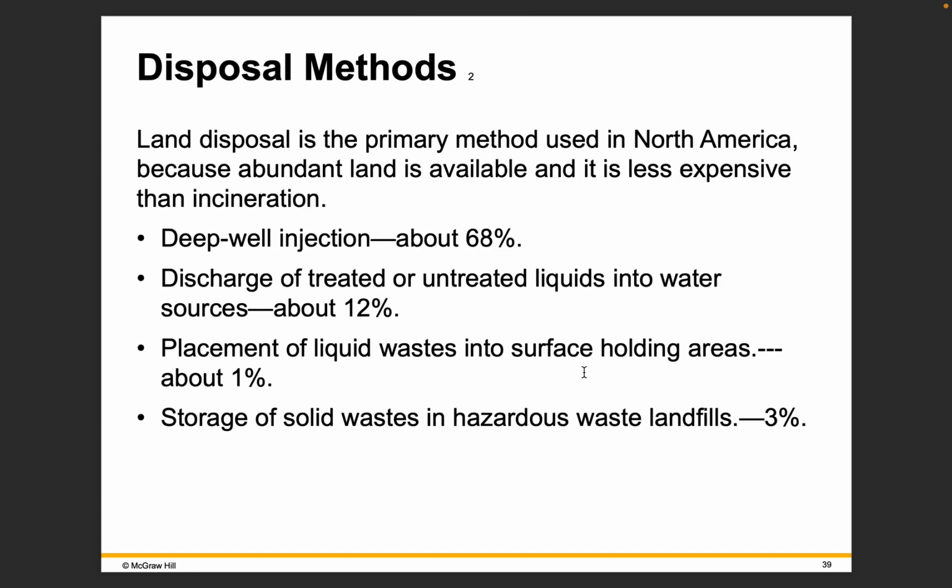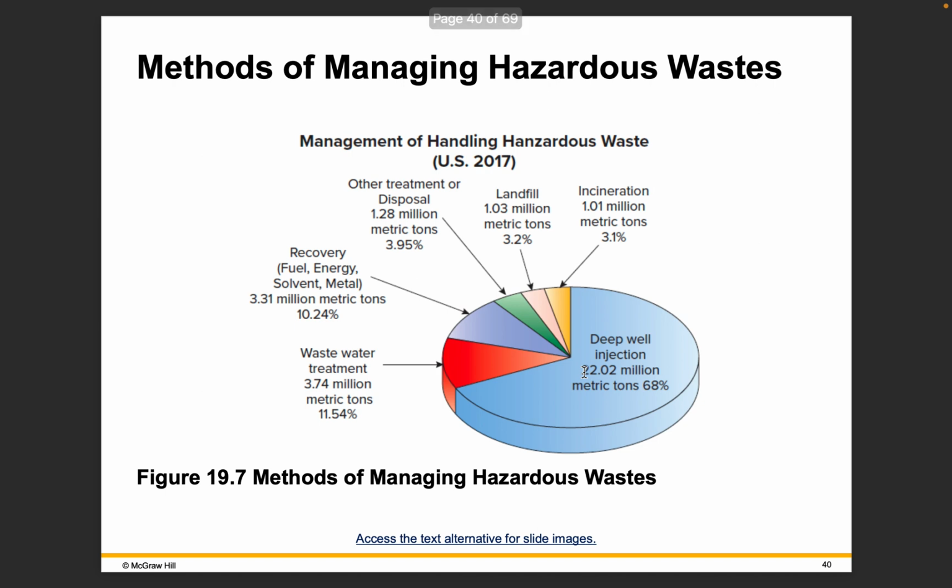Land disposal is the primary method used in North America because abundant land is available and it's less expensive than incineration. Deep well injection is about 68% of our waste. Discharge of treated or untreated liquids into water sources is about 12%. Placement of liquid waste into surface holding areas is about 1%, and storage of solid waste, hazardous waste, in waste landfills is at 3%. Here's a different way of visualizing that same data.